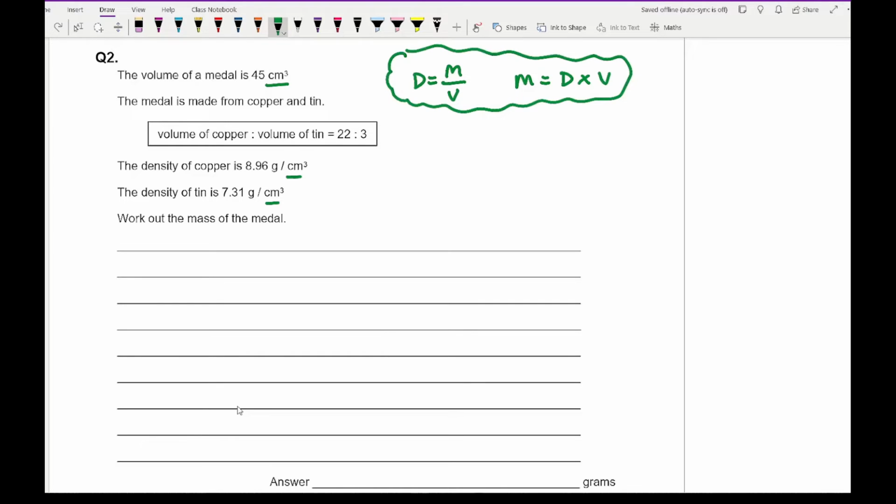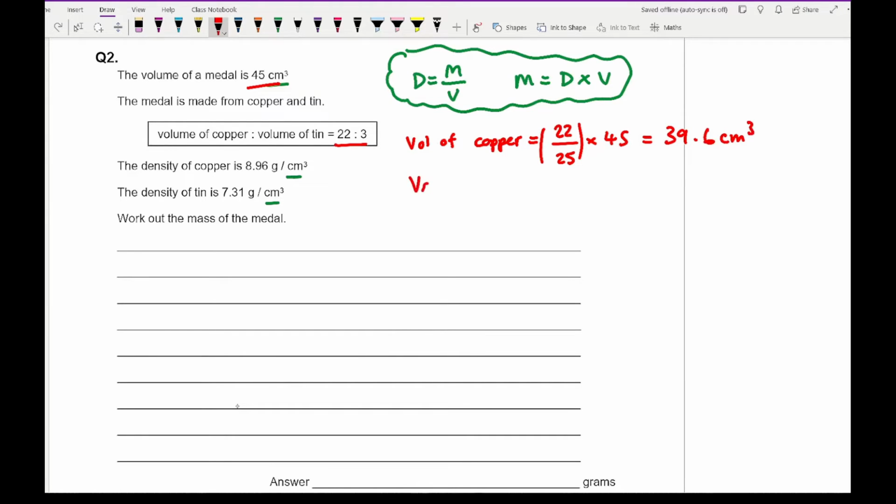So from this, what we can then do is work out what the volume of the copper is going to be. So the volume of the copper is going to be 22 over 45. So if we convert this ratio into a fraction, it's actually not going to be 45, it's going to be over 25. So there we go. And then we multiply that by the total, which is 45, because we're working out the proportion. So for every 22 parts of copper, 3 parts are going to be tin. So from this, we just multiply it by the proportion. And if I type that into my calculator, I get 39.6, and that's going to be centimetre cubed.